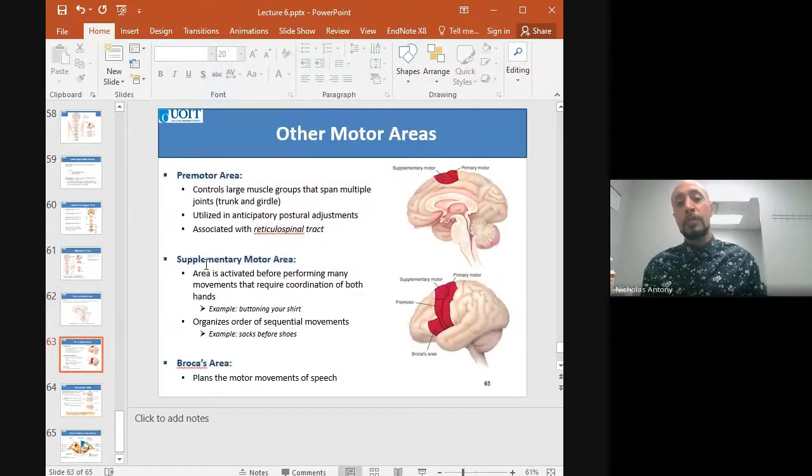And then we've talked about the supplementary motor area, which is going to coordinate series of movements or movements that involve two hands at once. And then Broca's area is for motor planning of the face when talking, the mouth.